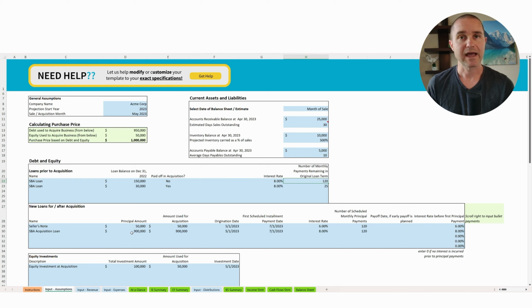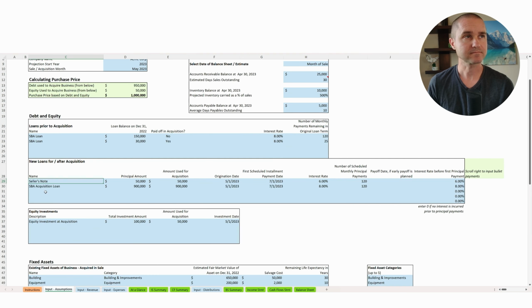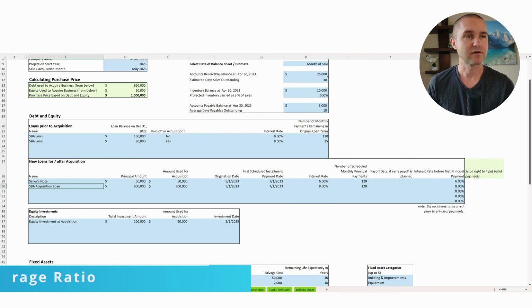Now, you'll also probably have an acquisition loan and perhaps a seller note. So these are new loans down here that you would enter in. If you have a seller note or maybe a new SBA acquisition loan, you're going to put the principal amounts here and what amount of that loan is going to actually be used for the acquisition price, as well as the terms. And all of that comes together to help you understand your debt service coverage ratio.